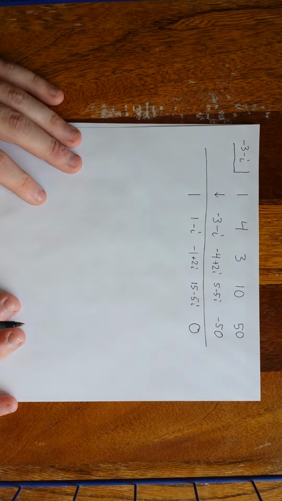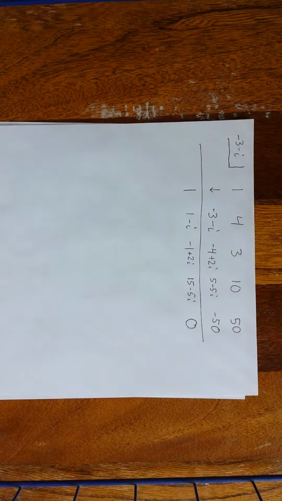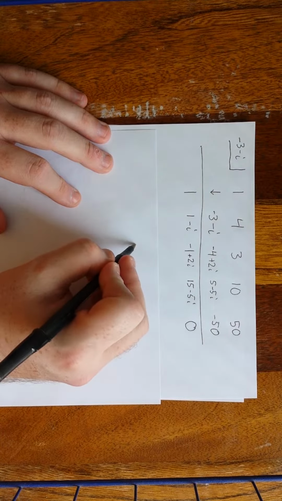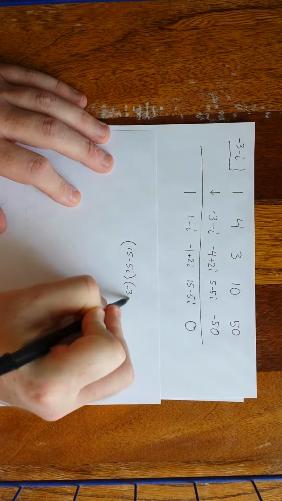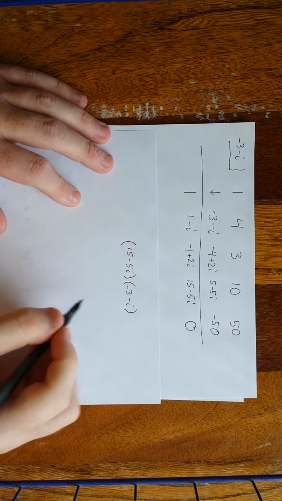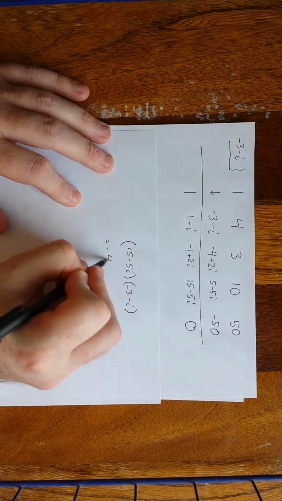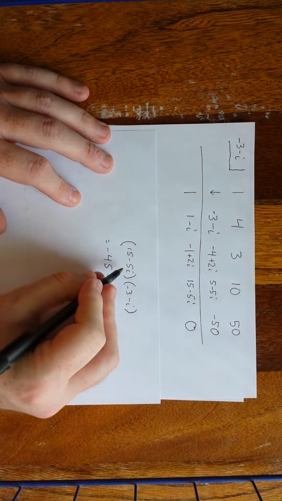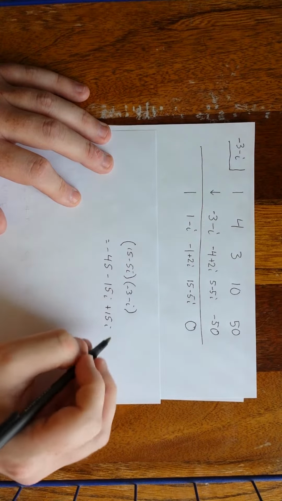Now this is only if you know for a fact that it is a root. So, you know what, just to be safe, let's go ahead and confirm it. Let's do 15 minus 5i times negative 3 minus i, and confirm that we get negative 50. So 15 times negative 3, 15 times negative i, negative 5i times negative 3, and then negative 5i times negative i.